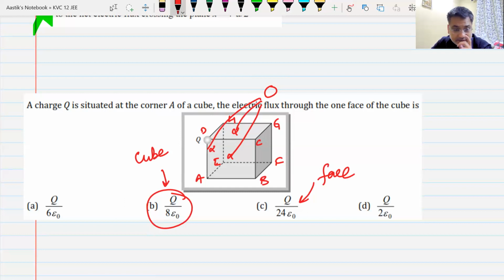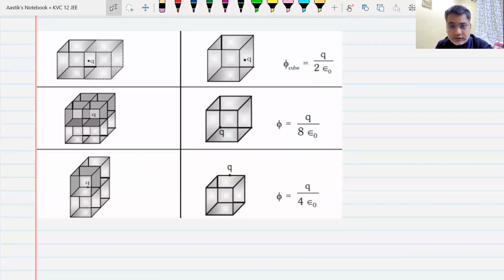If you still need more help, this is the diagram that might help you in what I was trying to say. When you have a face center cube, only 2 cubes are needed to enclose it through any one of the faces. Through any one of the cubes, the answer will be Q by 2 epsilon naught. If you have the center of the edge, you will need 4 cubes to enclose it, Q by 4. If you have it at any vertex, you will need 8 cubes, Q by 8. Do you understand this?